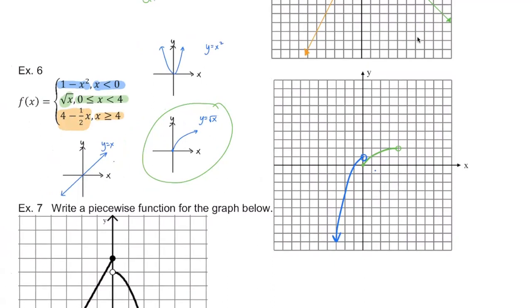And let me see, where should I put the point? Well, if you're not sure, go ahead and calculate it. So if x is equal to 4, it's going to be 4 minus 1/2 of 4. The x value is 4, so we have 4 minus, well, 4 times 1/2 is 2. So 4 minus 2 is 2. That means I'm going to put a point at (4, 2).